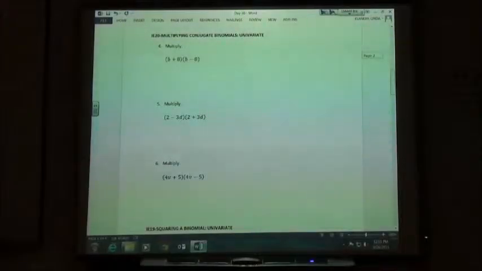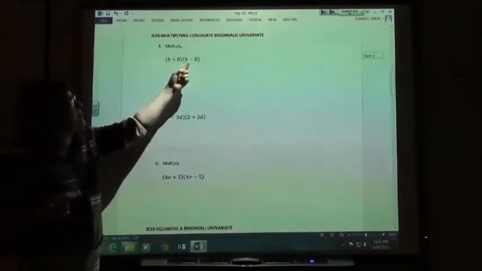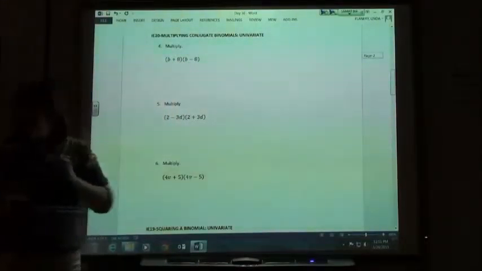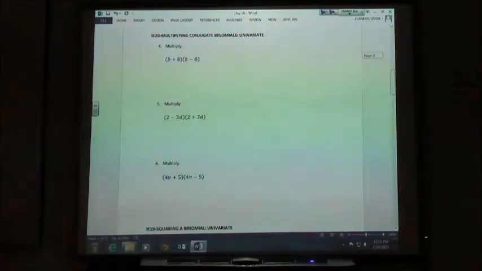Now the next ones say multiplying conjugate binomials. A conjugate means I have the exact same terms, they just have the opposite sign in the middle. And there's a special thing that happens when you do that, and you'll find out when you FOIL it out. So we're still just going to FOIL it like we normally do. If I looked at that, I'd say, oh, I'm multiplying binomials, got to FOIL.